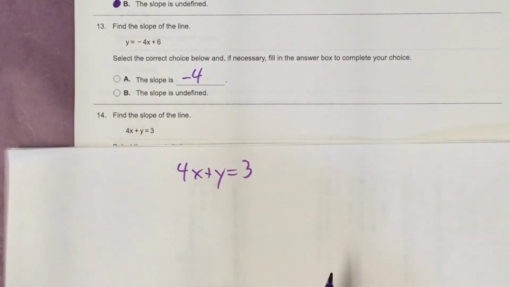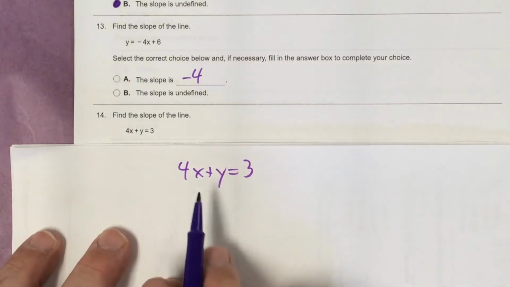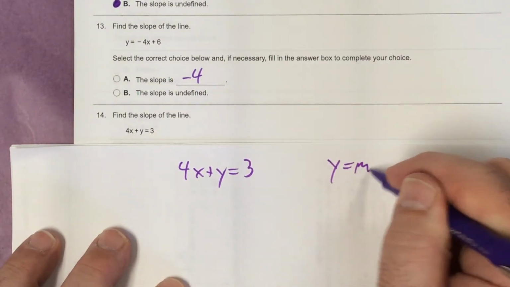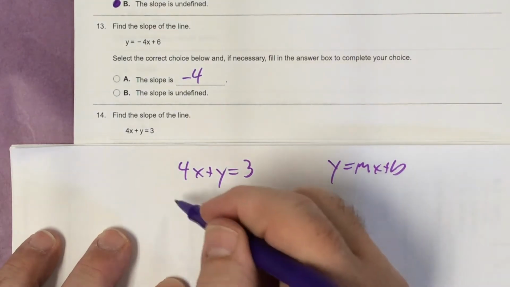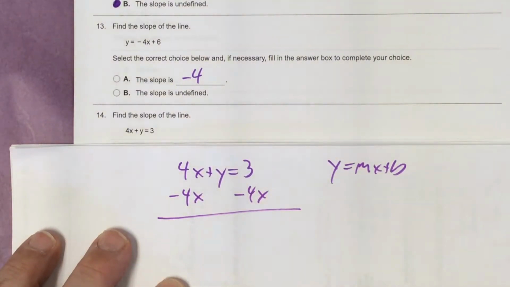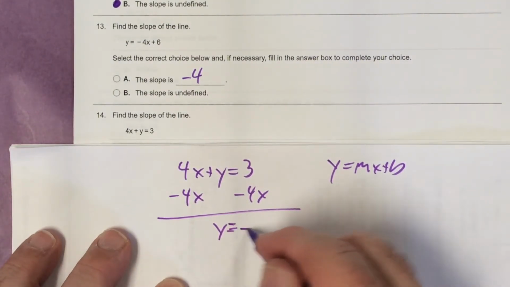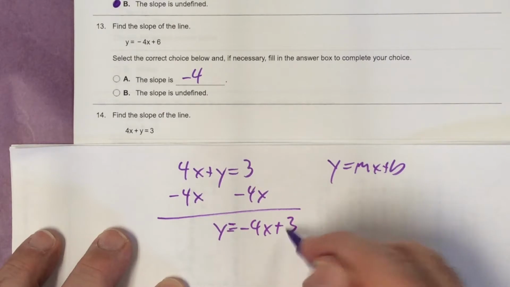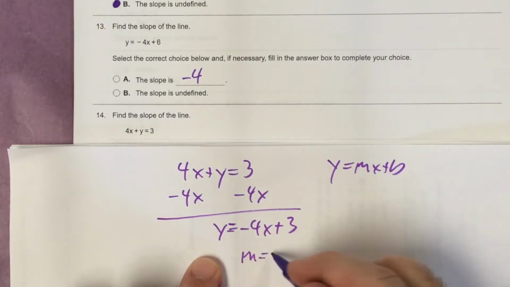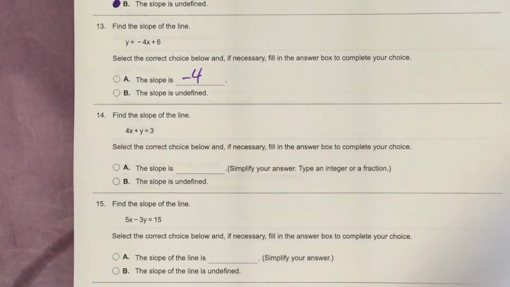By looking at this, I can't tell exactly what the slope is right away. But if I want to get it into what's known as y equals mx plus b, or slope-intercept form, I'm going to subtract 4x and move it to the opposite side. That's going to be y equals -4x plus 3. And now that it's in this form, we can say that the slope is equal to -4.